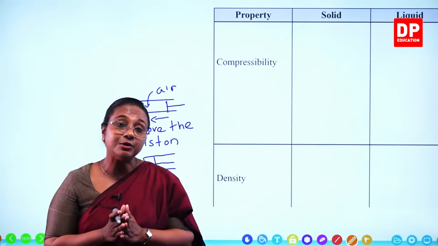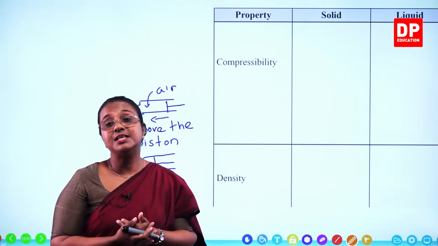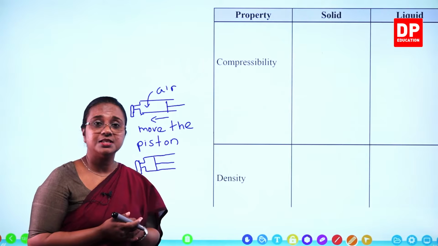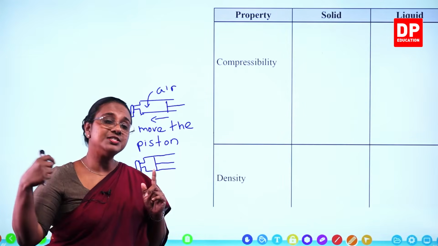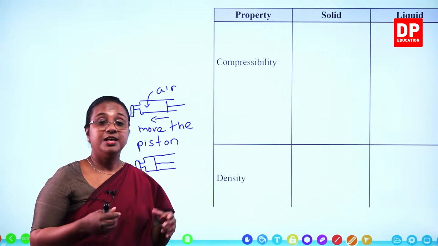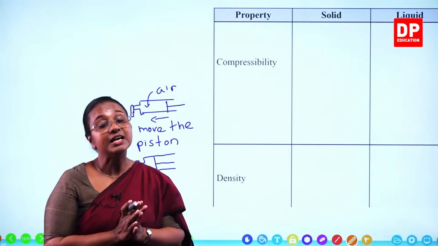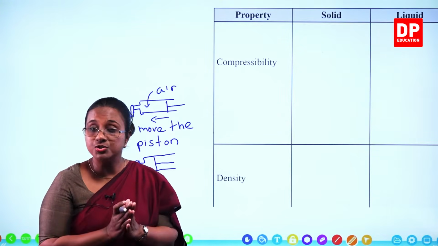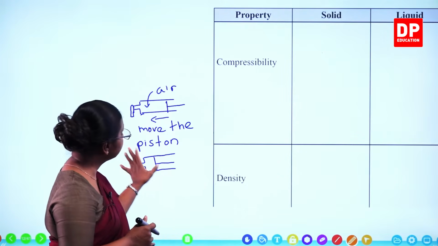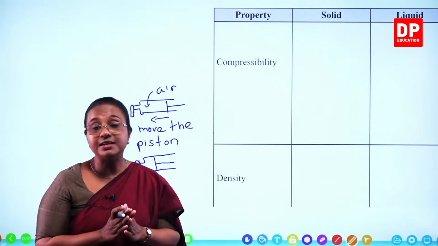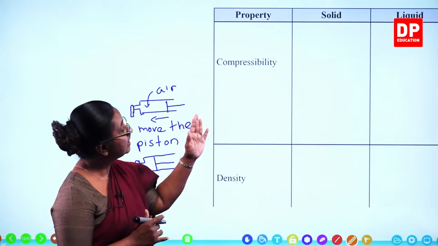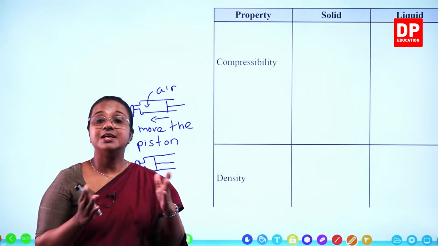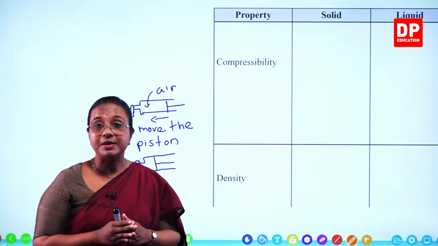So what happens to liquids? What do you think? Can you compress the liquids? Now instead of gas, if you took water into this, can you close the open end of the syringe and push the piston? No. If you push hard, somehow the water will come out. So that means you cannot compress liquids easily. That is also not possible. But here with the example we have understood that you can compress gases. So solids and liquids cannot be compressed easily, but gases can be compressed easily. Then we have another property, density.